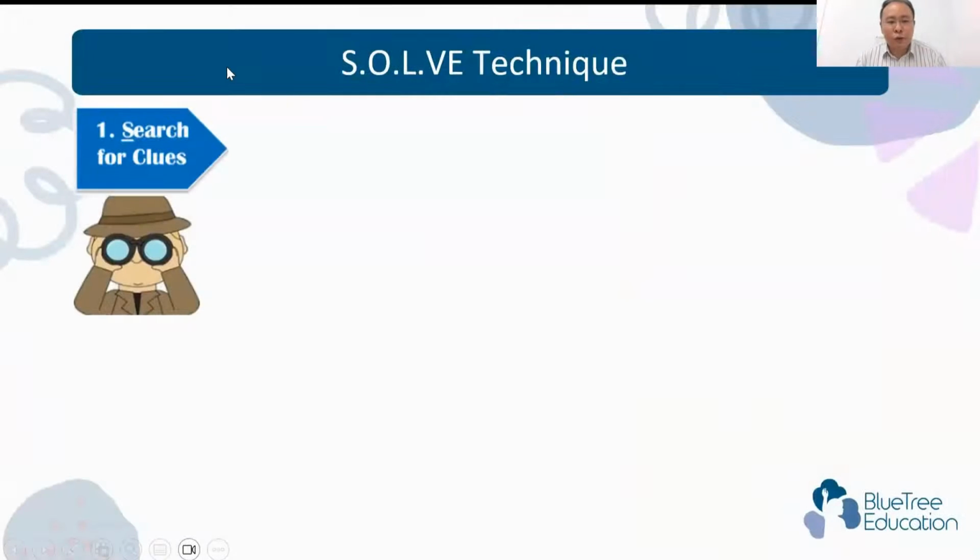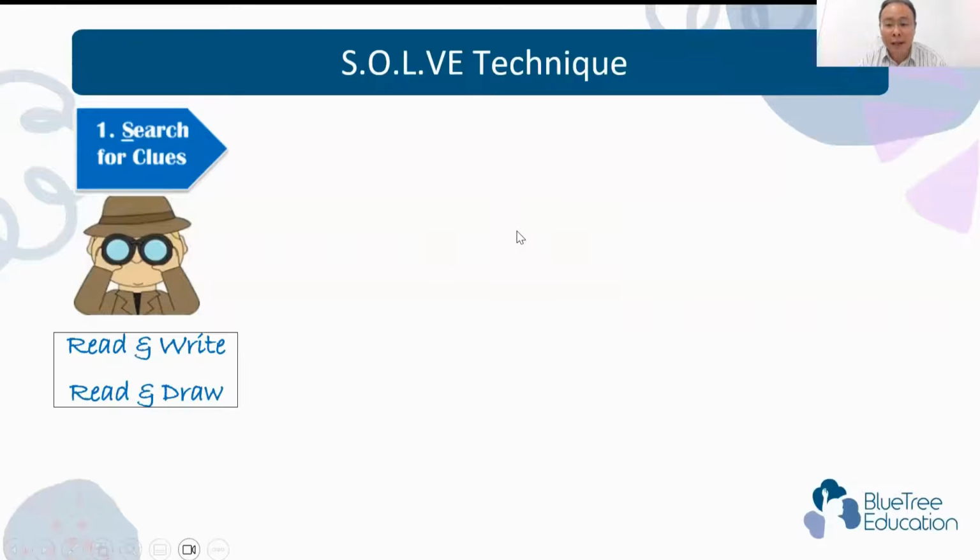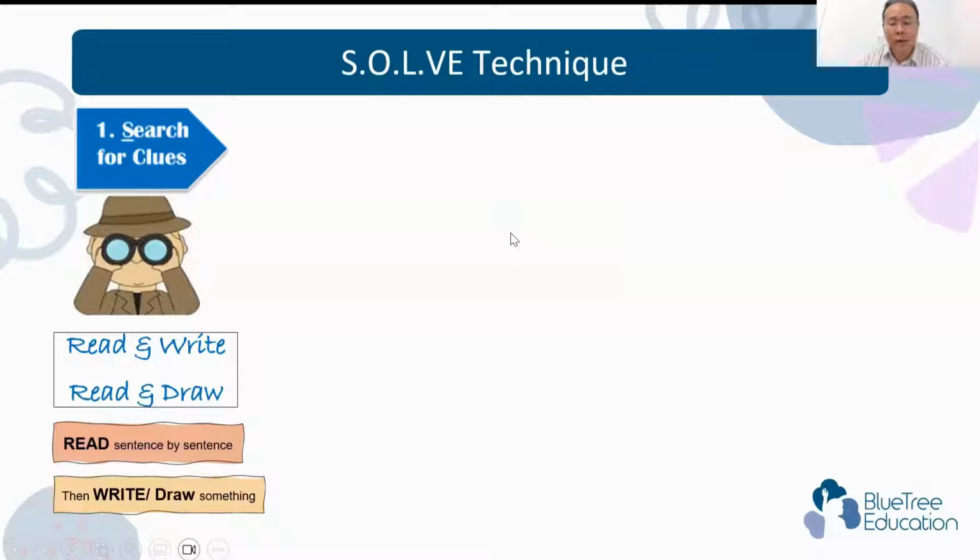Yes, so at BlueTree, we want to introduce this SOLVE technique, which stands for: S is search for clues, because ultimately we want the students to be able to solve the mystery of the questions. So S, search for clues. You usually read the question and it can be quite lengthy, with quite a lot of words, so you want to digest the question part by part to understand them.